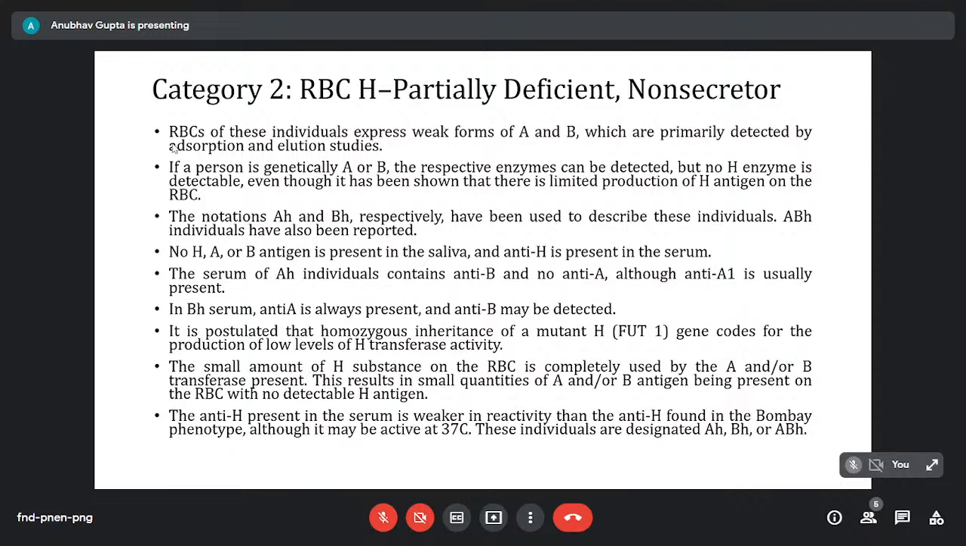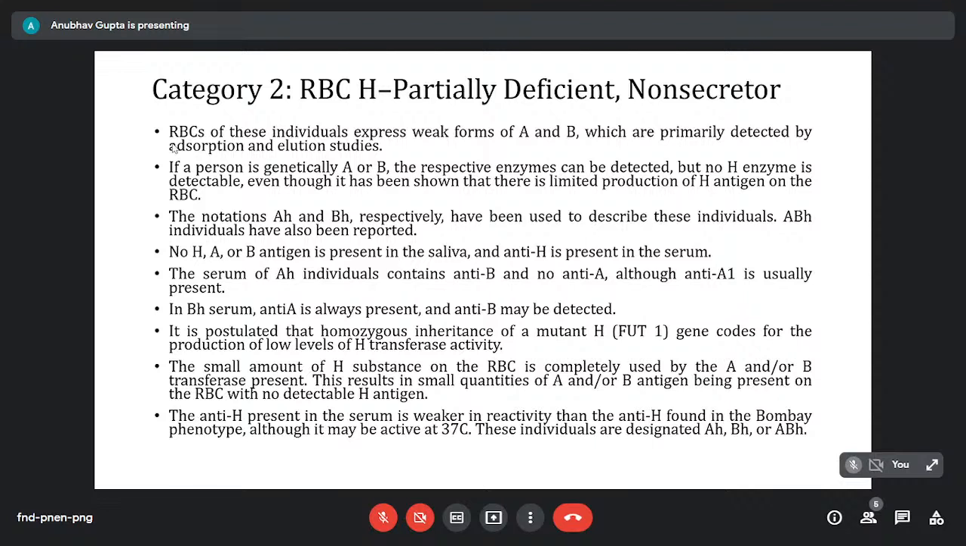Adsorption is when you are adsorbing the sera on the known cells, and then you are eluting it. Eluting it means you are removing the antibody from that antigen by a special method. If a person is genetically A or B, the respective enzymes can be detected, but no H enzyme is detected, even though it has been shown that there is a limited production of H antigen on the RBCs. See, there is no H enzyme, but there is some amount of H substance present on which A and B genes are acting. So that phenotype will be depicted as A small h. For the A group, and for the B group, it can be B, h respectively.